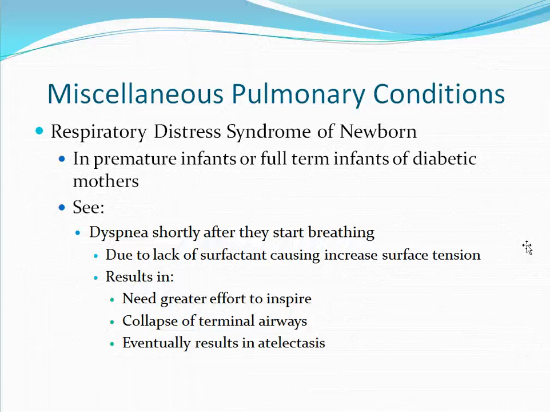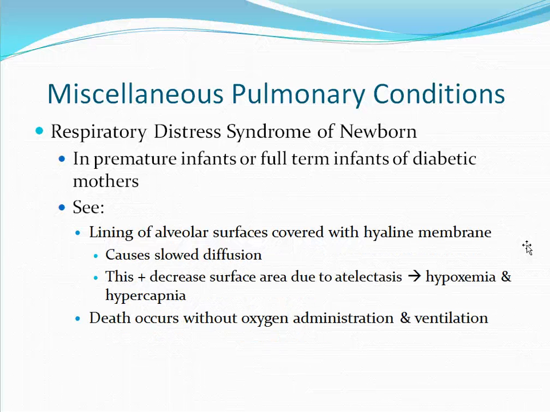It will also cause the collapse of terminal airways when the terminal alveolar air pressure is exceeded. Eventually, this will result in atelectasis. The lining of the alveolar surfaces in this disease becomes covered with a hyaline membrane. Remember, this is a protein-rich fluid type membrane. This causes a slow diffusion of gases. This slow diffusion, combined with a decreased surface area due to the atelectasis, will result in hypoxemia and hypercapnia. Death will occur very quickly without oxygen administration and ventilation.